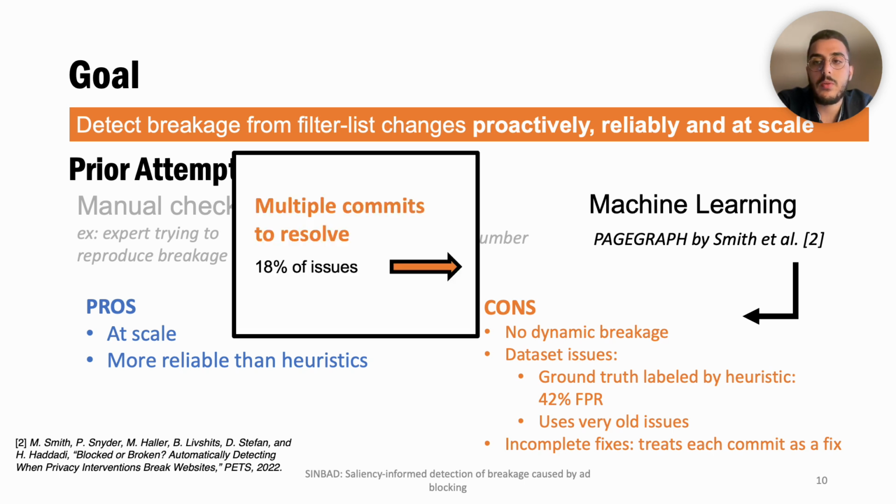Remember when we said that some breakage issues take multiple commits to resolve? Well, this approach takes each fixing commit as a separate breakage issue, including those intermediary commits that don't necessarily fix the breakage. We also could not run PageGraph as is because of many deprecated libraries, so we attempted our best to re-implement its features.